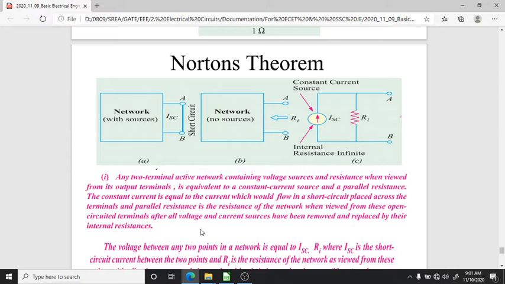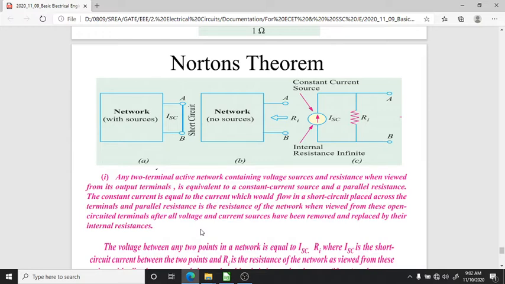Now in Norton's theorem also, we have to convert and simplify the total electrical circuit into two elements. One is a current source, that is the Norton current source, and another is a resistance, that is Norton's resistance. Finally we get these two elements, a current source and a resistance. They should be connected in parallel, and first we calculate the current and resistance at load conditions.